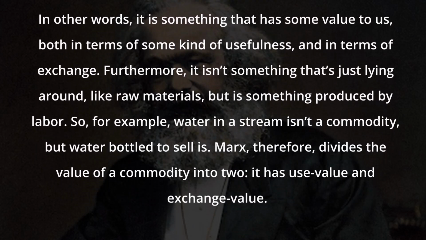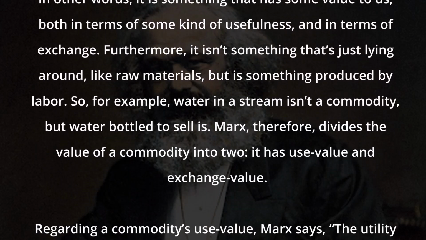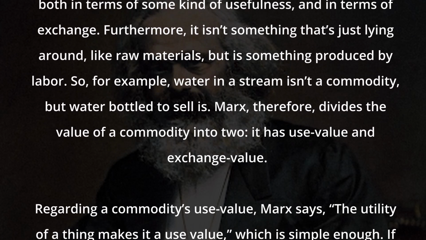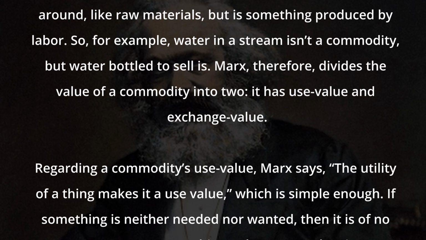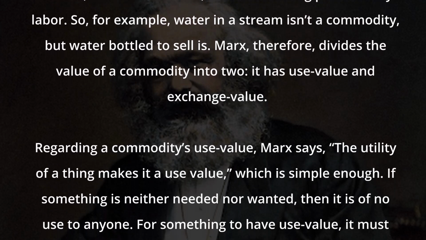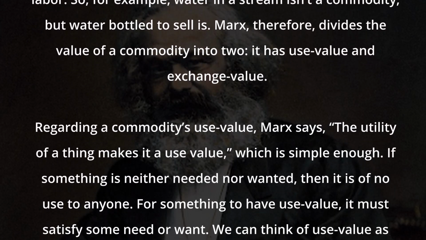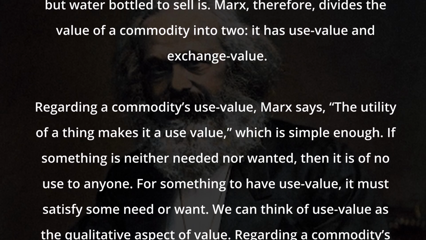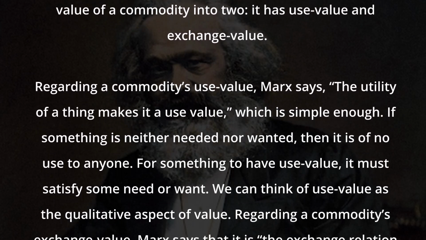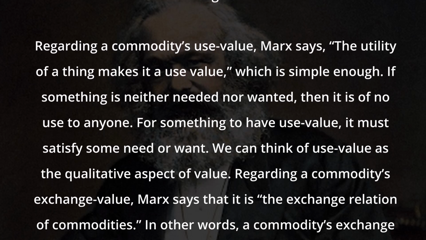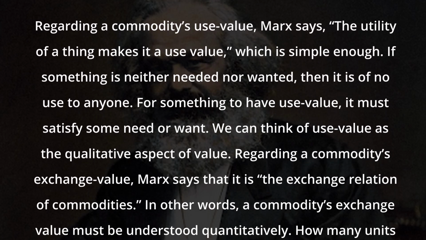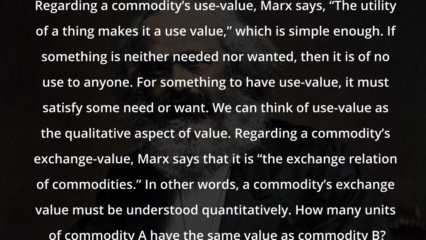Marx therefore divides the value of a commodity into two. It has use value and exchange value. Regarding a commodity's use value, Marx says that the utility of a thing makes it a use value, which is simple enough. If something is neither needed nor wanted, then it is of no use to anyone. For something to have a use value, it must satisfy some need or want. We can think of use value as the qualitative aspect of value.